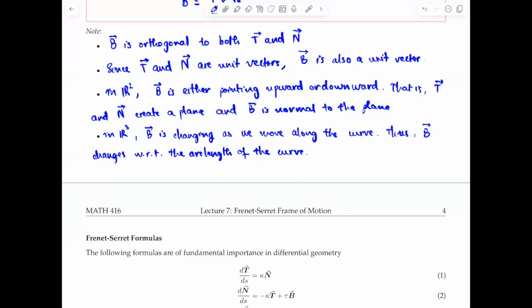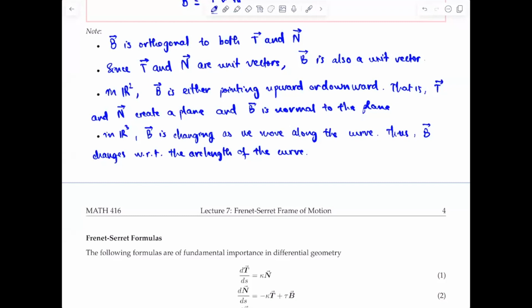All right, so let me go back to the last bullet here. So B changes as we move along the curve, right? Or in other words, B changes with respect to the arc length of the curve. So in this way, how could you track the change of the binormal vector? Again, you go back to the definition of the binormal vector. That is the cross product between the tangent vector and the normal vector. Okay. And also, B is orthogonal to both T and N.